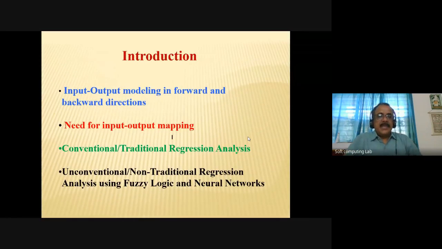Now to start with, let me tell you, why do you need this input-output modeling in the forward direction as well as in the backward direction? Let me take a very practical example. I think all of you might have seen, or might have done a little bit of that work. Supposing that we want to do some sort of machining on some cylindrical job, and I'm just going to use a lathe, and do the simplest of all machining operations, that is the straight turning on a lathe.